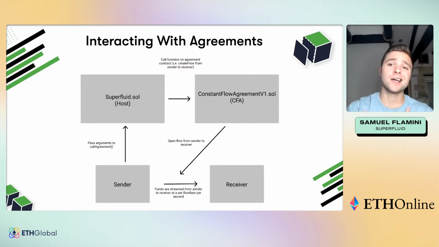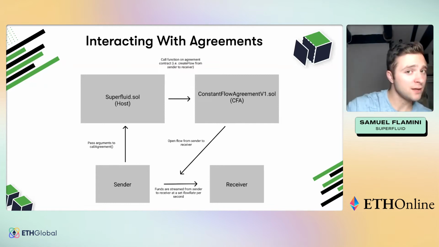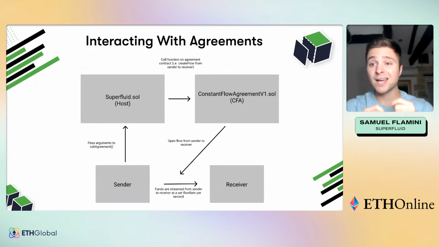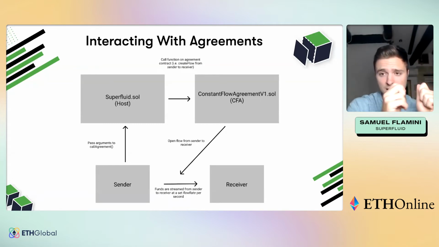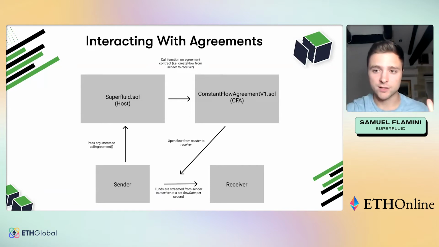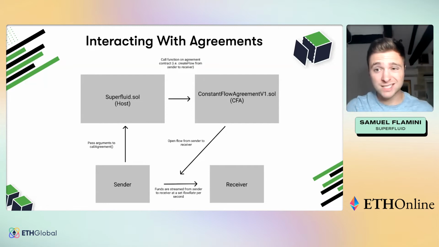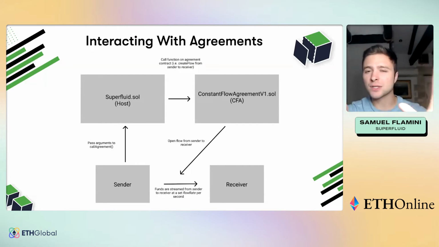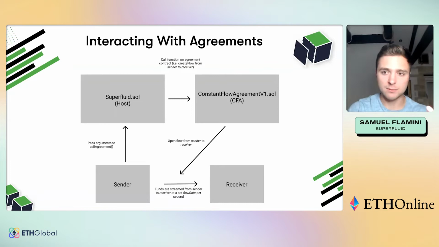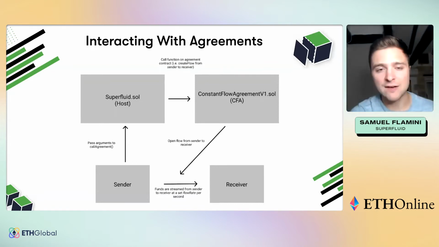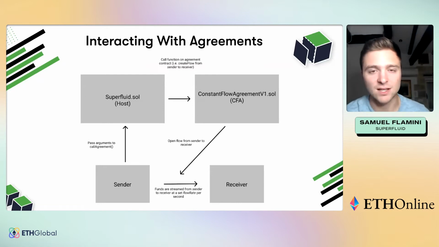So under the hood, let's say I want to create a stream for 1 token per day. I would define those as parameters there, and then that call will be passed through to the agreement and create the stream from me, the sender, to the receiver. Pretty simple. Again, you don't have to keep in mind at all times that it's the host making the call to the CFA, but it's worth having that as baseline context.